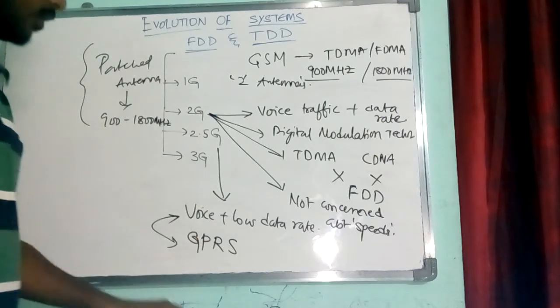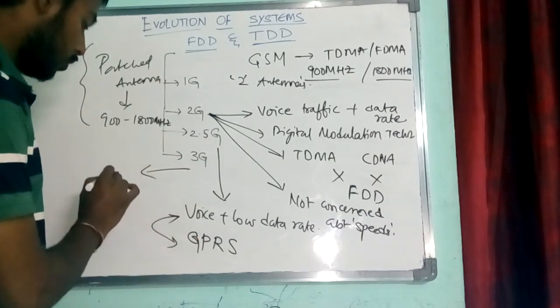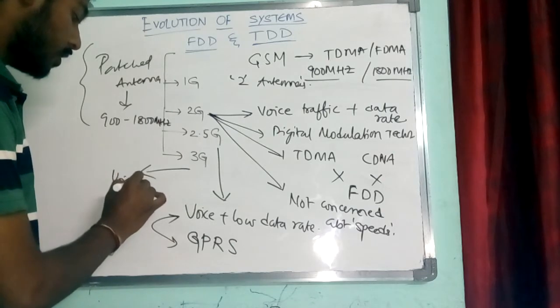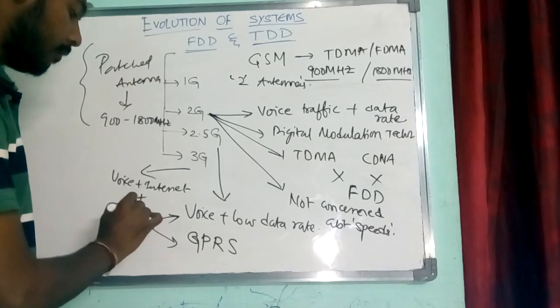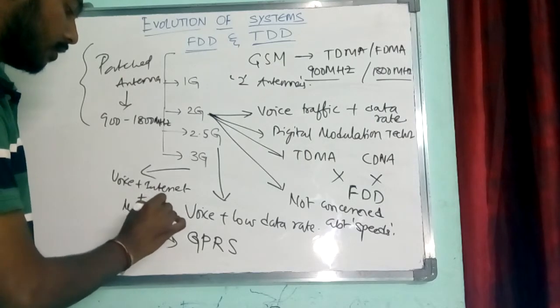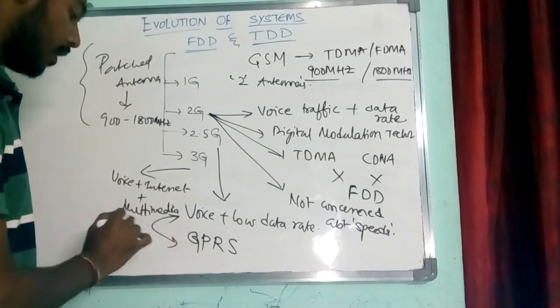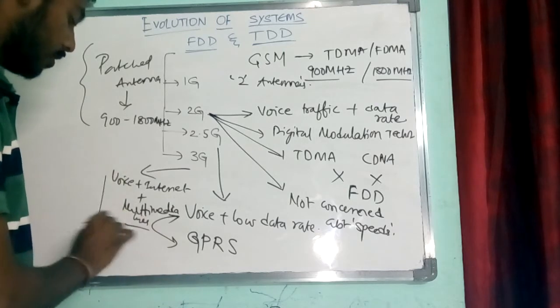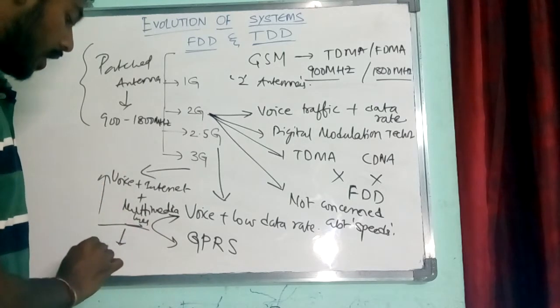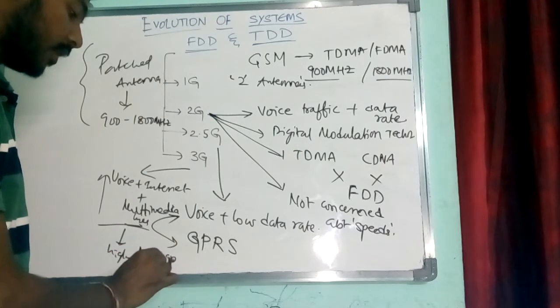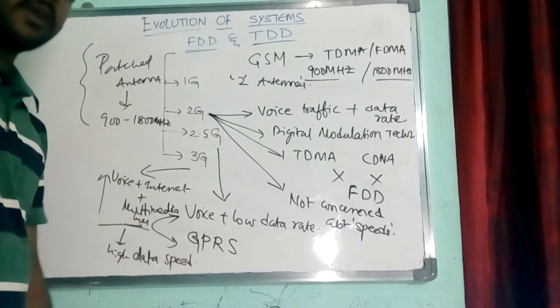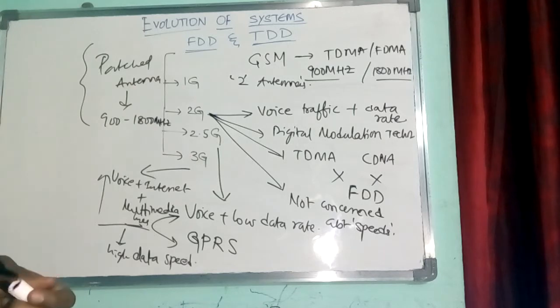And 3G is voice plus internet plus a few multimedia services for users. These have high data rates and also high data speed, up to around 10 Mbps.